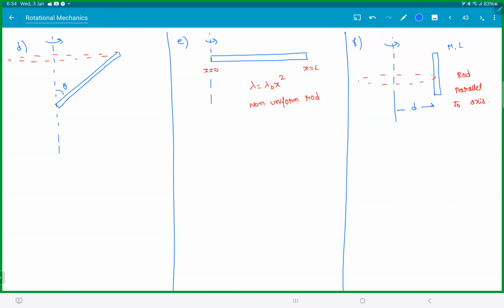Same idea here. Distance x, take a small dx. This will be the perpendicular distance. Only the limits will change here. And L square by 3 sine square theta.